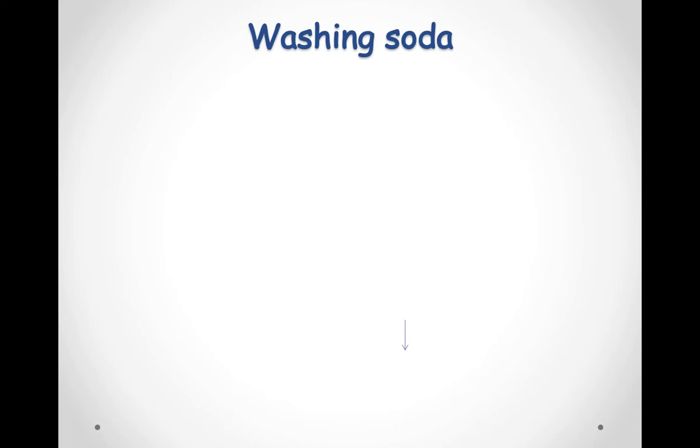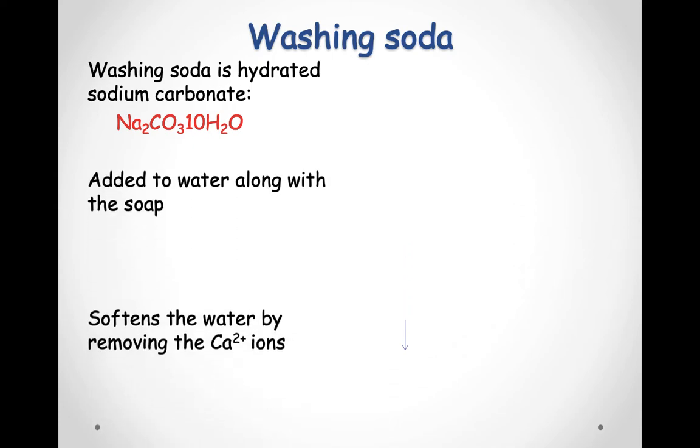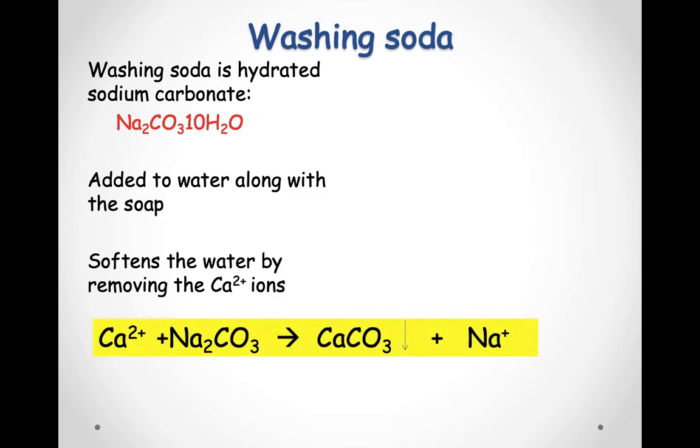So washing soda is hydrated sodium carbonate. Here's the formula, Na2CO3·10H2O. And when you add that to the water along with your soap, it'll soften the water by removing the calcium ions. And here is the equation for that.